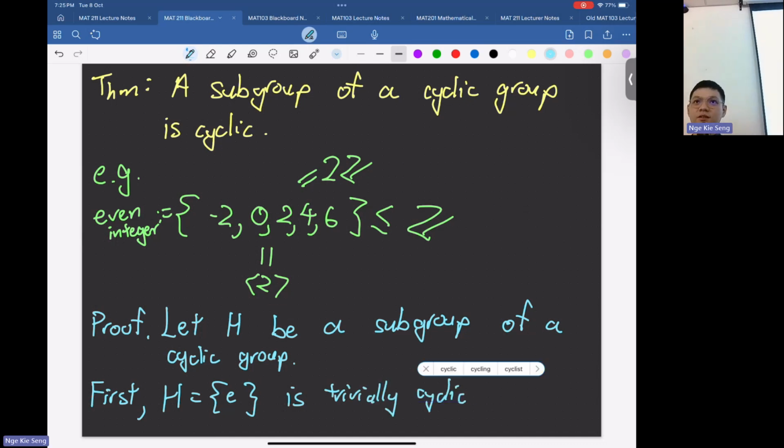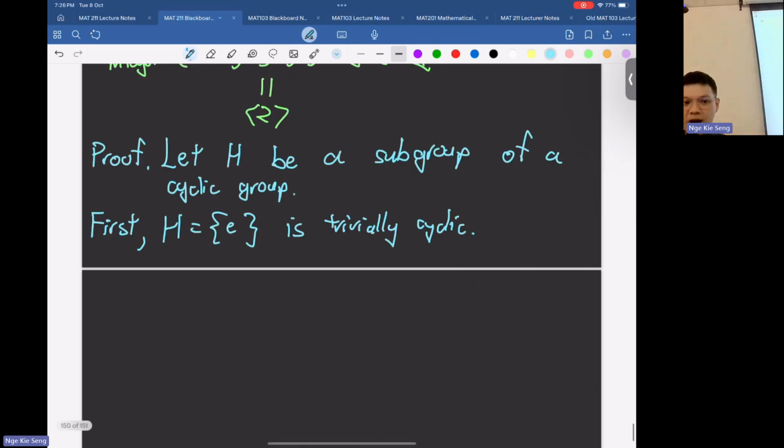Does it make sense? Correct or not? You just use e, where there's really only one thing there. You can take e times e, as many times as you want. And what else do you need to do? Inverses. Identity is itself already. So this is easy.